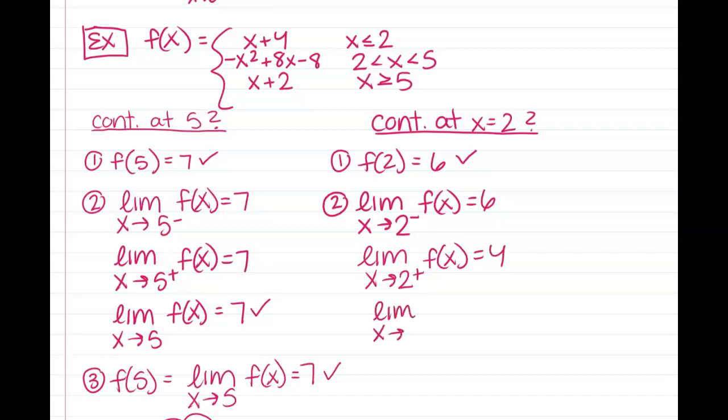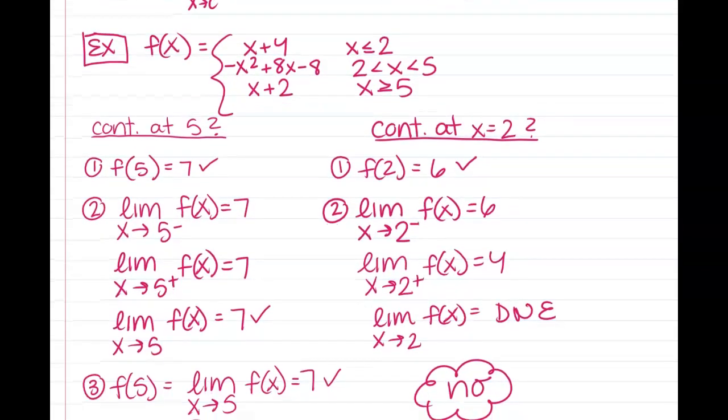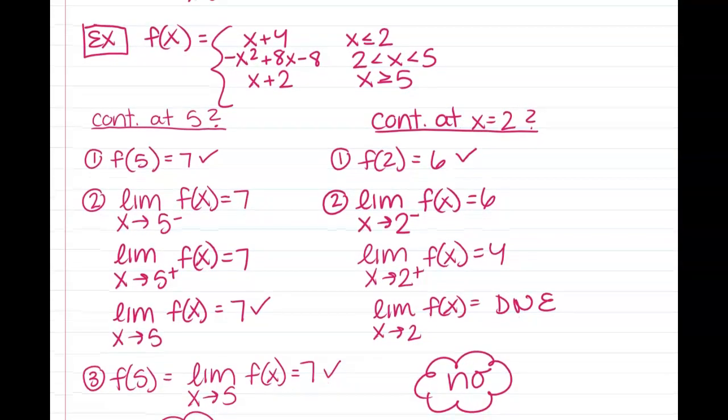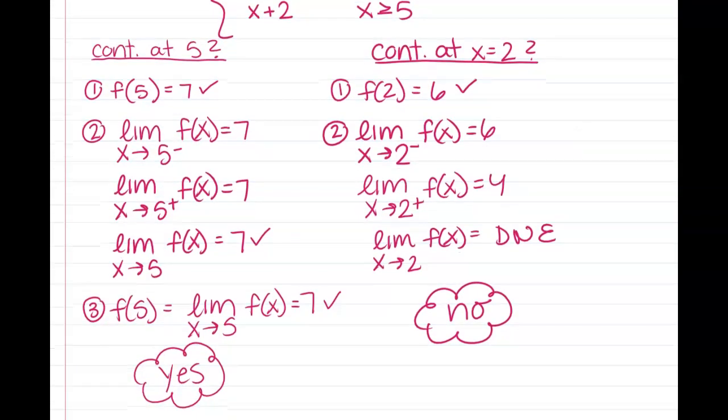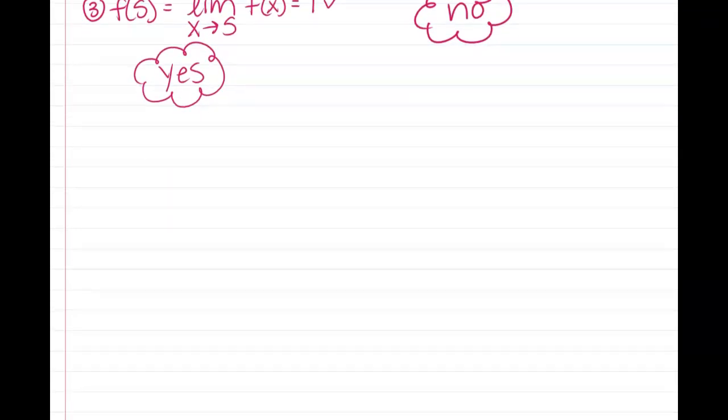So the limit as x approaches 2 of f of x does not exist. So it fails the continuity test. So no, the function's not continuous at x equals 2. So if the question is f of x continuous for all values? No, but it is continuous at 5. Here's another.